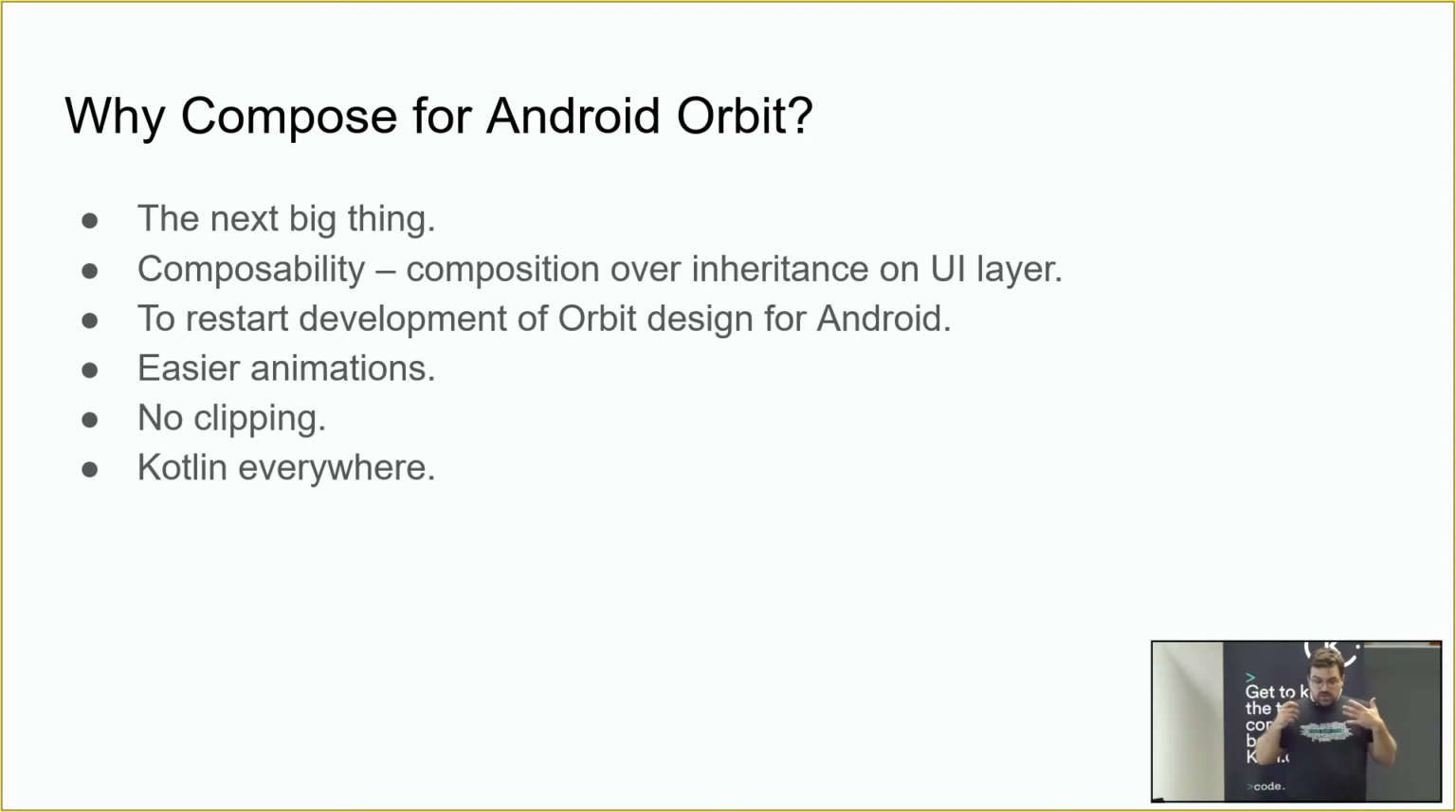So why use Compose for our Android Orbit design system? What was the driving force here? Obviously, Jetpack Compose is the next big thing, and we want to be on the same wave as Google is. They have invested a lot into this. We really prefer using composability over inheritance. This basic pattern in the model layer is applied here too, so that's a great thing. It was a chance to restart the development of Orbit in our team, so we used it. And obviously there are many other features we like.